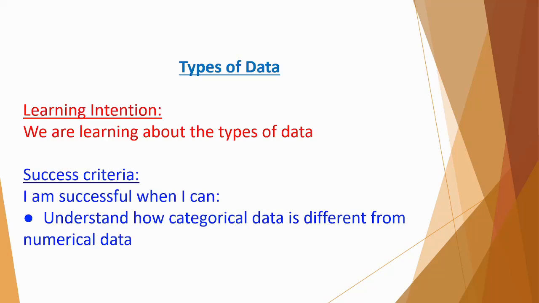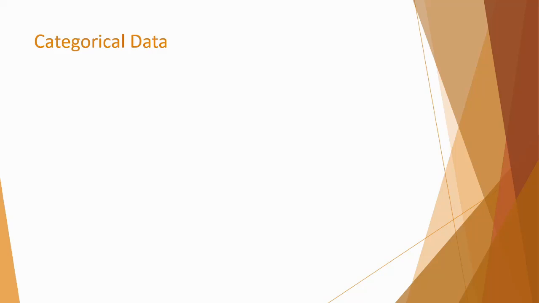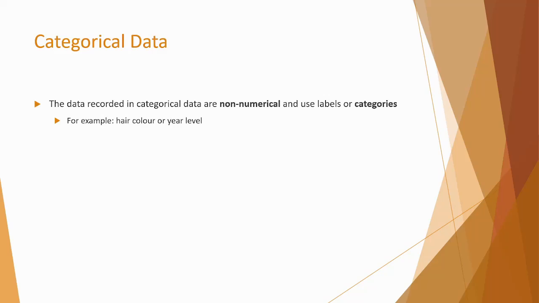Now for types of data, our learning intention is we are learning about the types of data, and our success criteria is I am successful when I can understand how categorical data is different from numerical data. Now categorical data is data that is non-numerical and uses labels or categories. For example, hair color or year level.